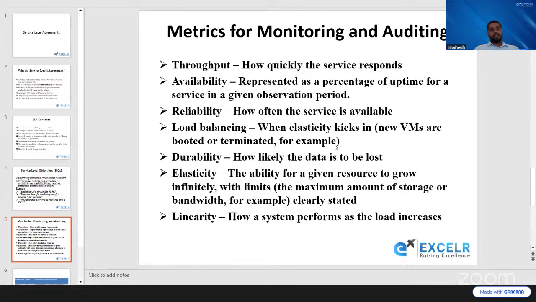When the load on the system increases, obviously the cloud provider has a scalable infrastructure. The cloud provider can take more requests from the customer, and they are even able to manage them clearly. Okay, and yeah.